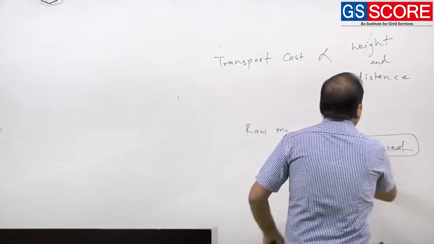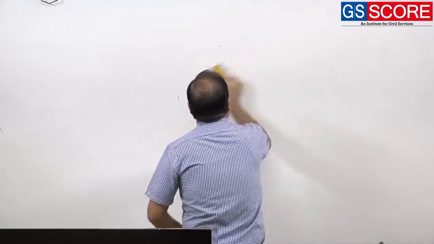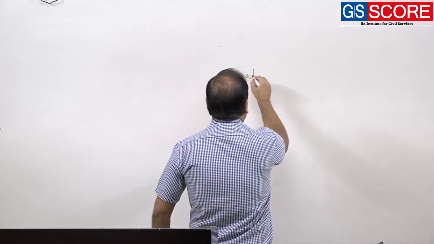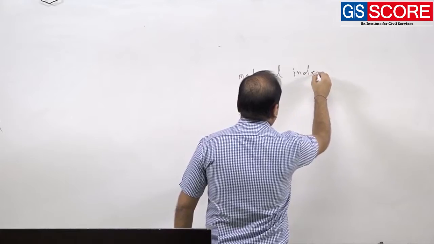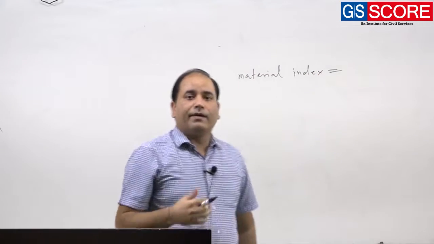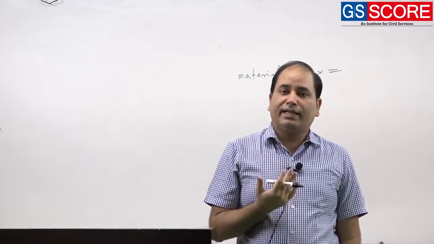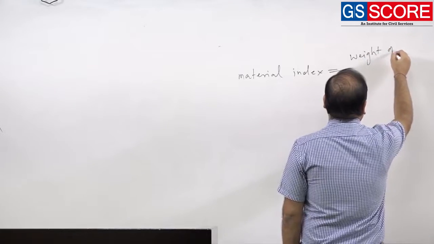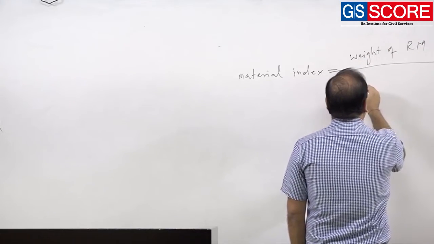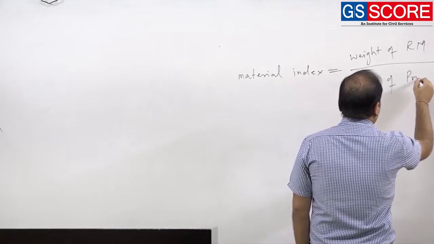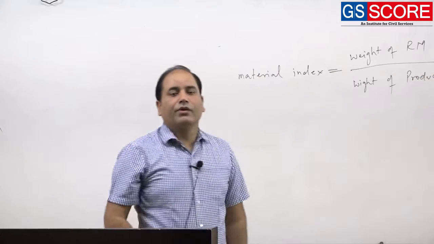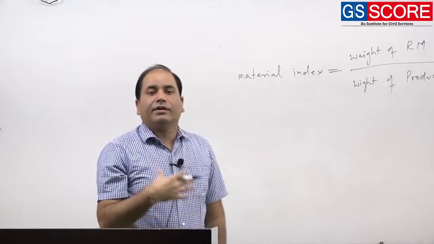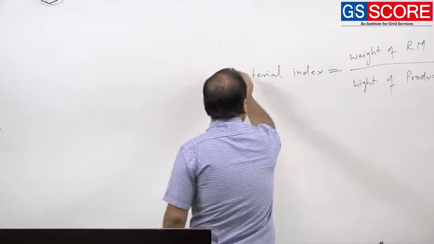So how will the least transportation cost be determined? To solve that problem, he simply suggested a methodology that is referred to as the material index. Now what is this material index? Material index is simply the proportion of the weight of raw material to the weight of product output. Whatever the output you will have and whatever the amount of input you will have, if you take the proportion, then you will get the material index.